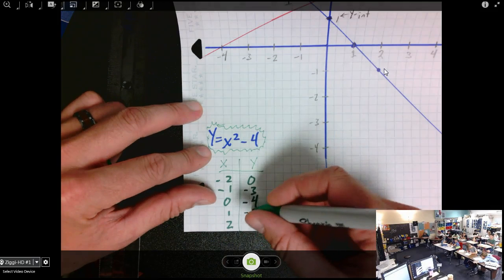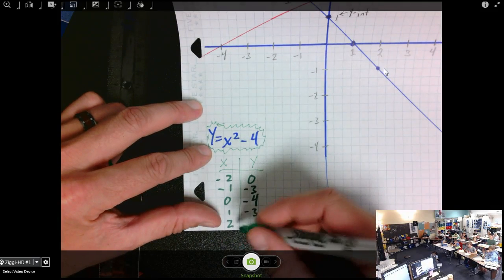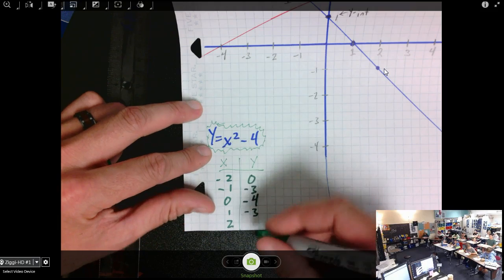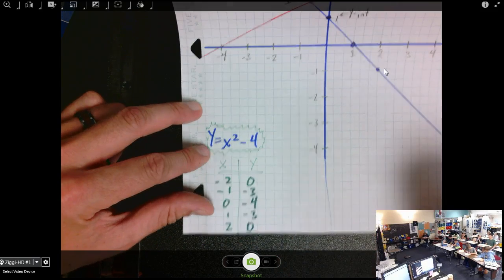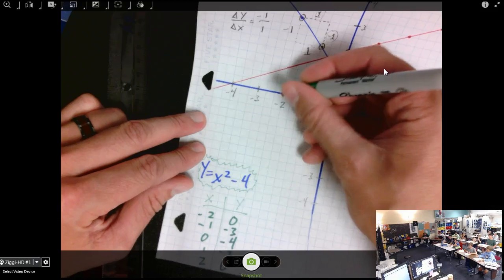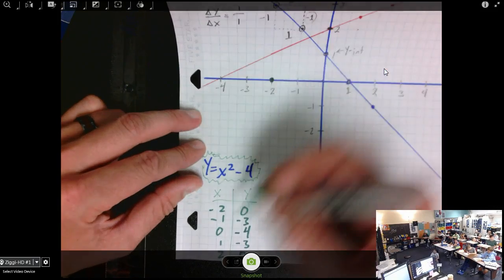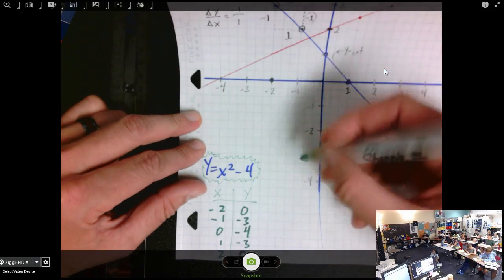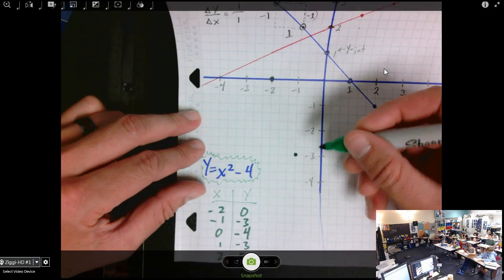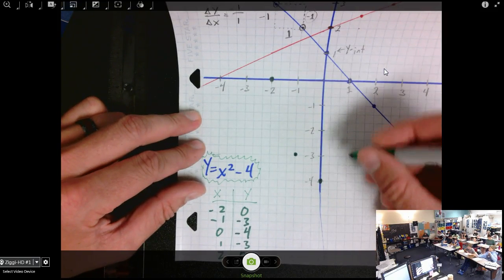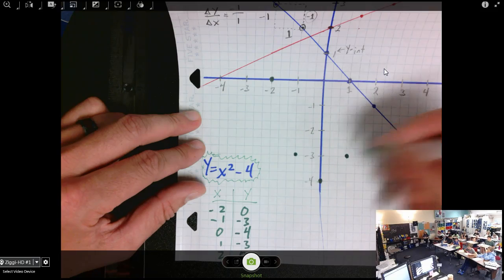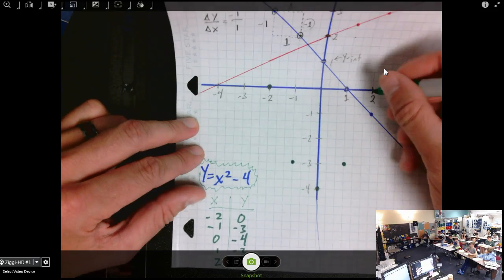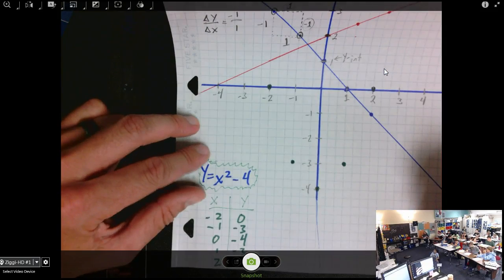-3. 2 squared, 4 minus 4. Oh, 0. So we have -2, 0. This is a point. We have -1, -3. This is a point. We have 0, -4. But then we have 1, -3. It's U-shaped. 2, 0. Terrible.